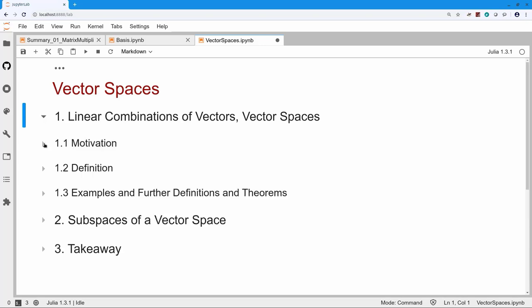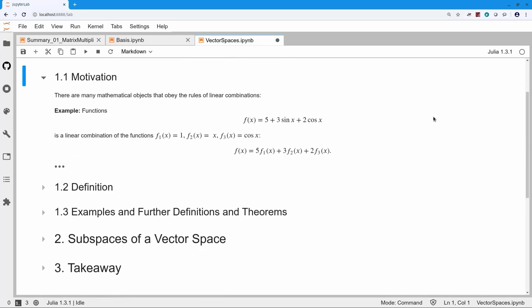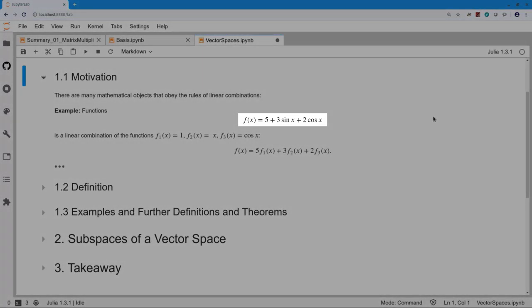The motivation for doing this is there's a great number of mathematical objects that all obey the rules of linear combinations. For example, if you think about functions, look at this function here, f of x is equal to 5 plus 3 sine x plus 2 cosine x. If we let f1 of x be 1, f2 of x equal to sine x, and f3 of x equal to cosine x, then what we have written is f of x is equal to 5 times f1 plus 3 times f2 plus 2 times f3. A linear combination of these three functions forms a new function over here.